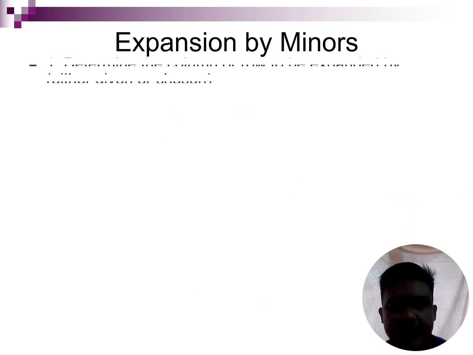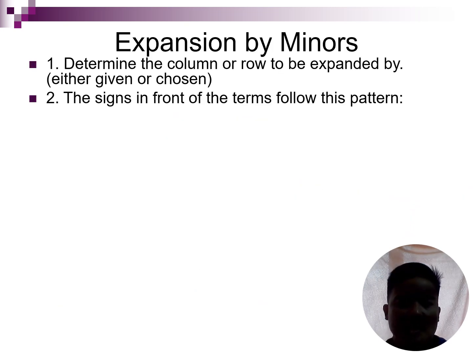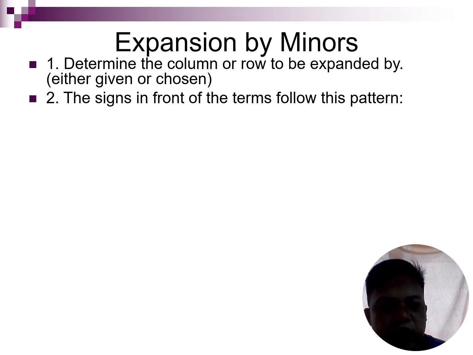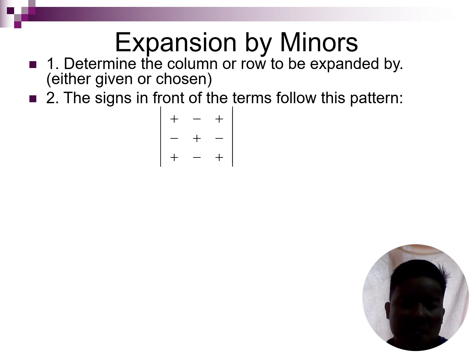So now let's proceed with the expansion by minors. So we need to determine, of course, which column or row we would be expanding. And then remember that the signs of the terms should follow this pattern: plus, minus, plus, minus, plus, minus, plus, minus, plus.